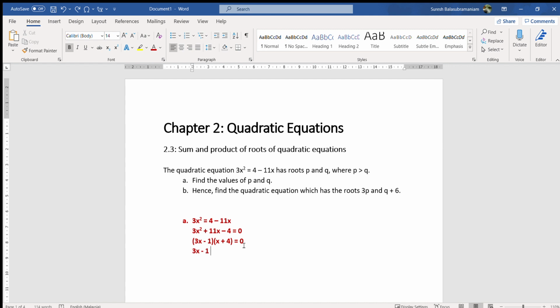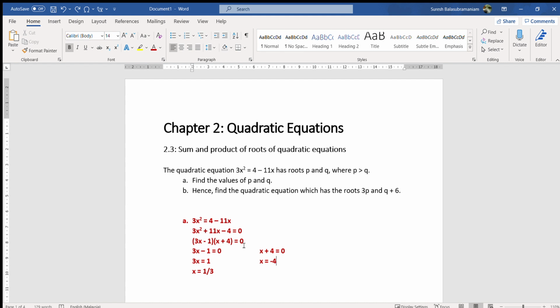So the first term in the bracket, make it 0. 3x minus 1 equals 0. So 3x equals 1 and x equals 1 over 3. For the second term in the bracket, x plus 4, make it 0. So x equals negative 4. So we have the roots as 1 over 3 and negative 4.